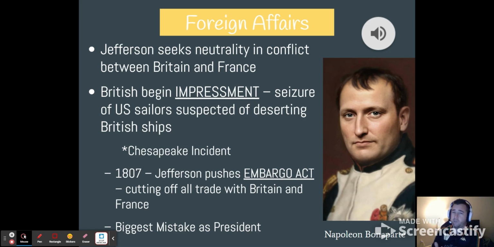It's also going to hurt the South because the South produces cotton and tobacco and other crops, and their largest market is Europe. And so they're not able to sell as much cotton or tobacco. And so the South is hurting from this as well, but maybe not as much as the North. So this is going to be his biggest mistake as president.